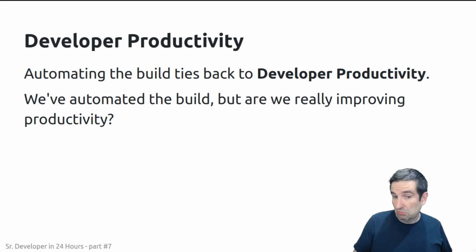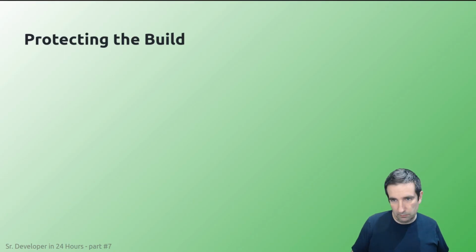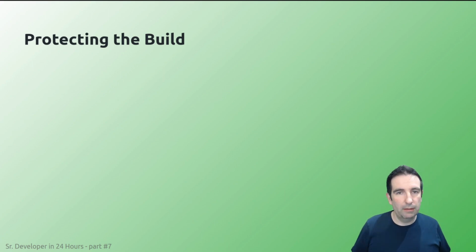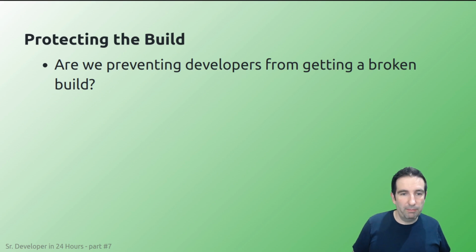And developer productivity should be an ongoing concern. One of the first things that we have to be concerned with is that we want to protect the build. For example, are we preventing developers from getting a broken build when they do a git pull? How confident are we that they're going to get a working build?